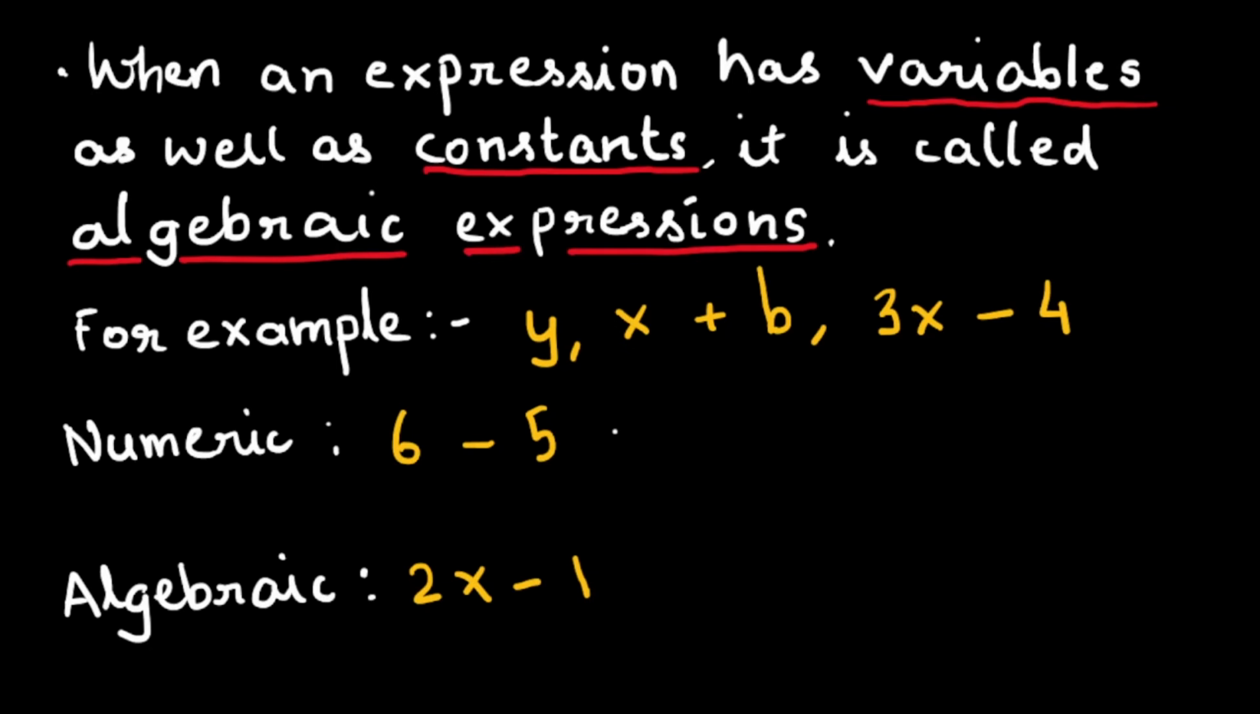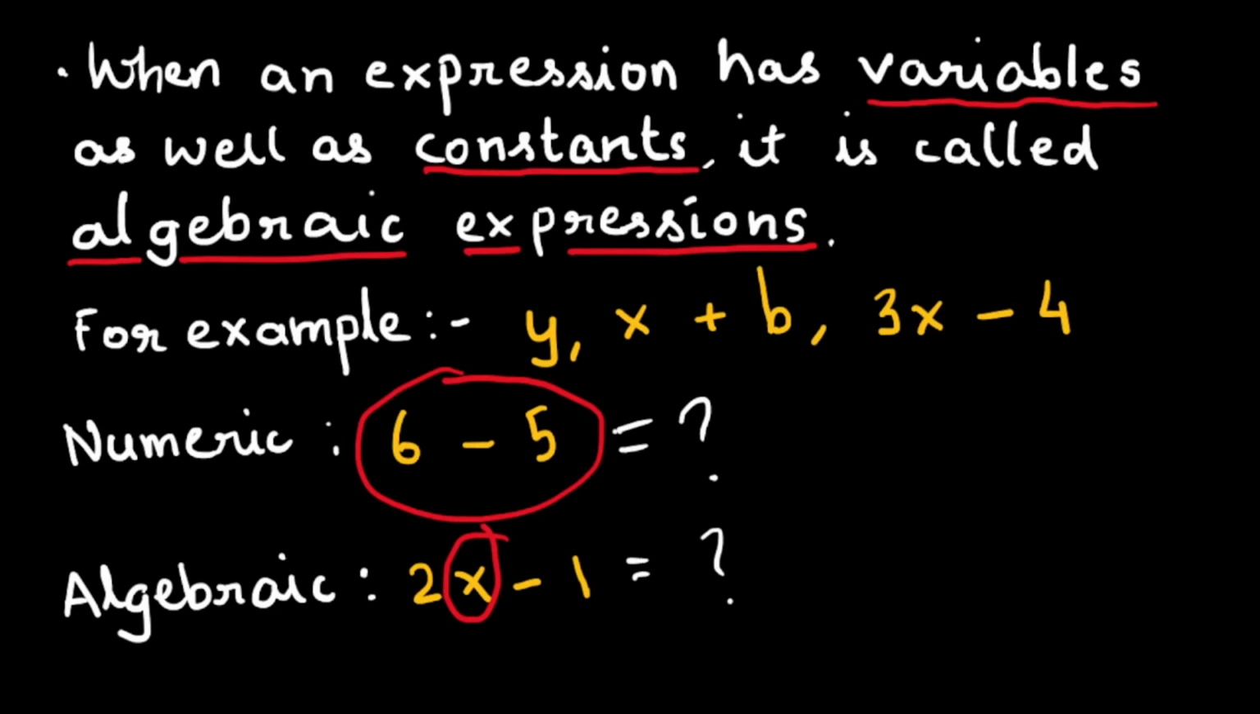The main difference between these two expressions is that numeric expressions can be evaluated down to a single value. However, algebraic expressions cannot be evaluated to a single value unless we know the value of the variables in the expression.